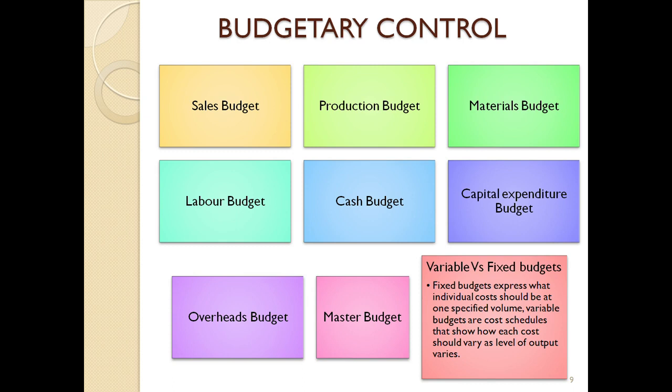Fixed budget का क्या मतलब होता है कि हमने एक वॉल्यूम सिलेक्ट कर लिया. से आई हैव सेड दैट 10,000 यूनिट्स ऑफ आउटपुट के लिए मैं ये बजट बना रही हूँ, तो 10,000 यूनिट्स ऑफ आउटपुट पे मेरी क्या कॉस्टिंग आएगी, ये मुझे फिक्स्ड बजट बता देगा.